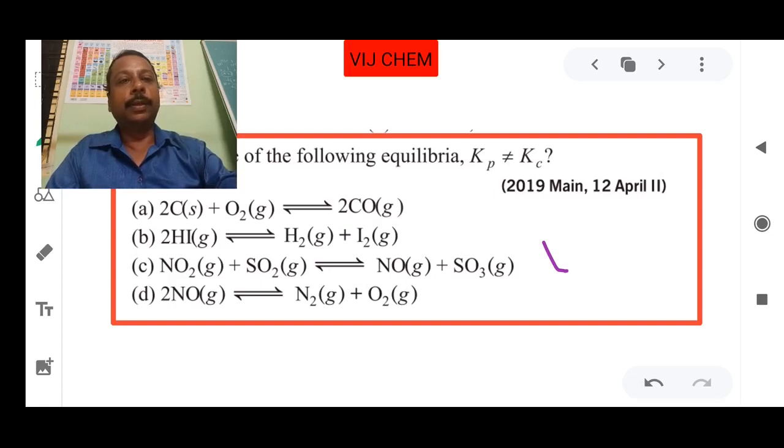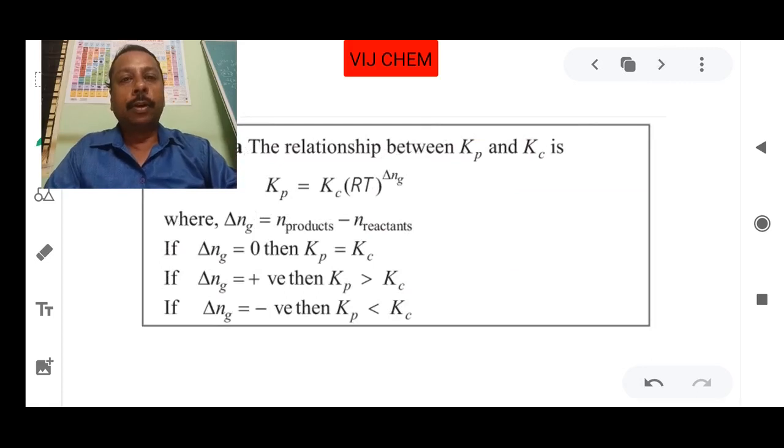So the explanation starts. The formula we need to use in this question is Kp is equal to Kc into RT to the power of delta Ng, where delta Ng is equal to Np minus Nr, where product and reactant both should be in gaseous state. For Kp not equal to Kc, delta Ng can be positive or negative.